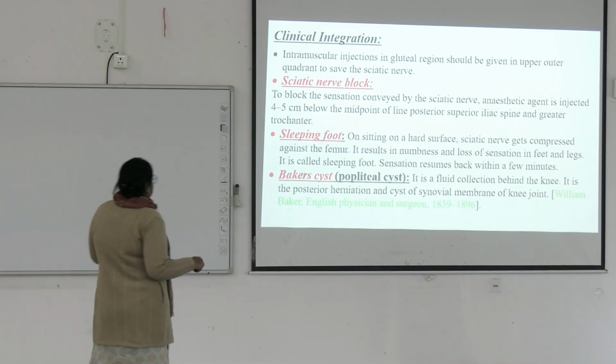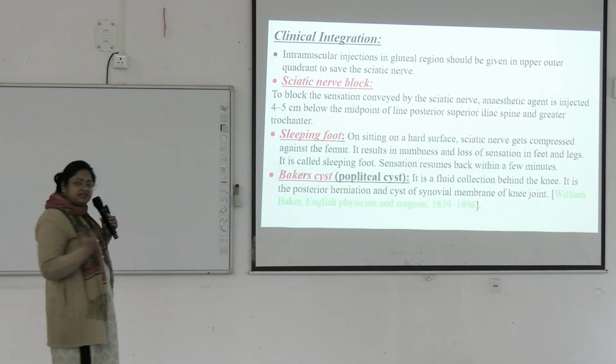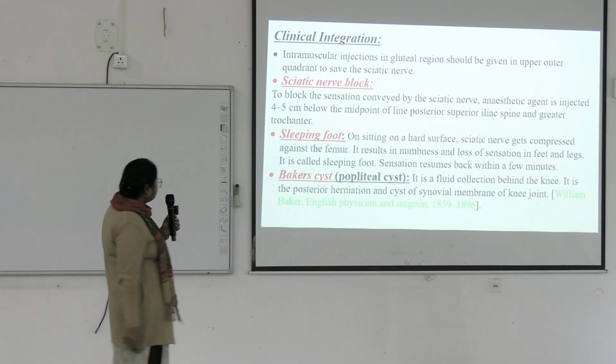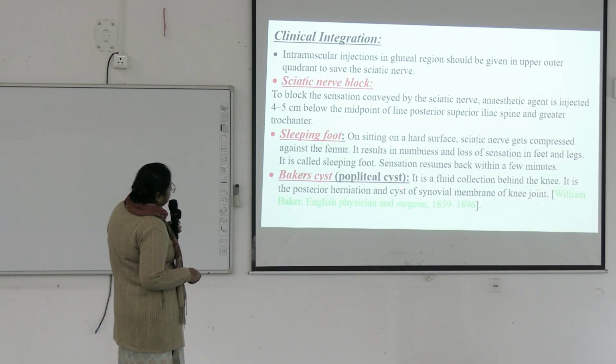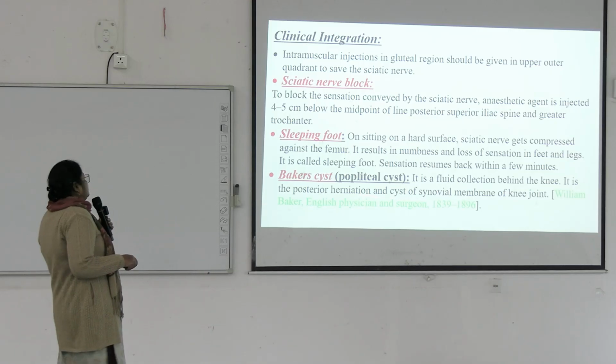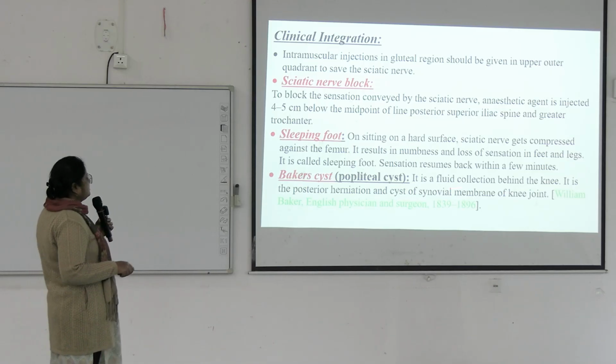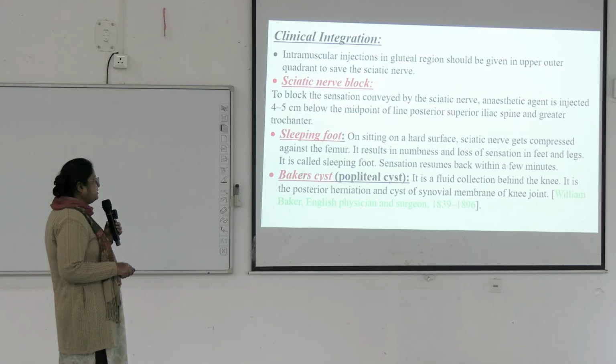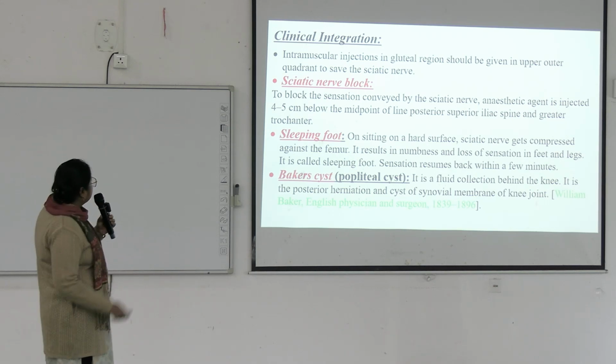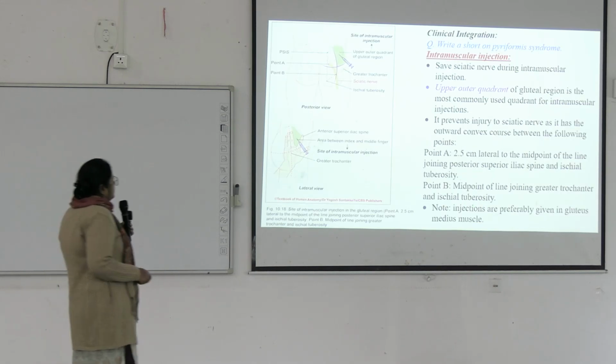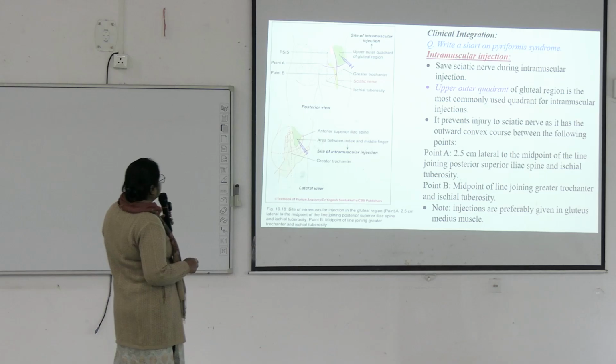Next is Baker's cyst or popliteal cyst. You have seen the diagram of popliteal cyst. It is a fluid collection behind the knee, and it is the posterior herniation and cyst of the synovial membrane of the knee joint. Baker's cyst. This is the diagram.